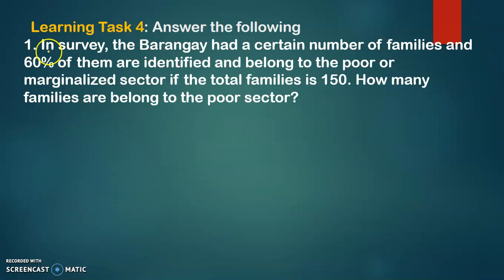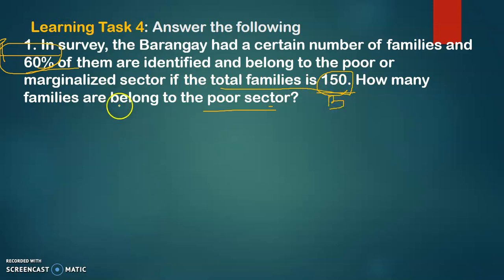Okay, problem 2. In a survey, the barangay had a certain number of families and 60% of them are identified to belong to the poor or marginalized sector. If the total families is 150, how many families belong to the poor sector? So, ganun lang. 60%, alam agad natin na ito ay rate. Okay? The total families is 150. So, the total families, katabi ng is, yan ang total families, yan ang base.